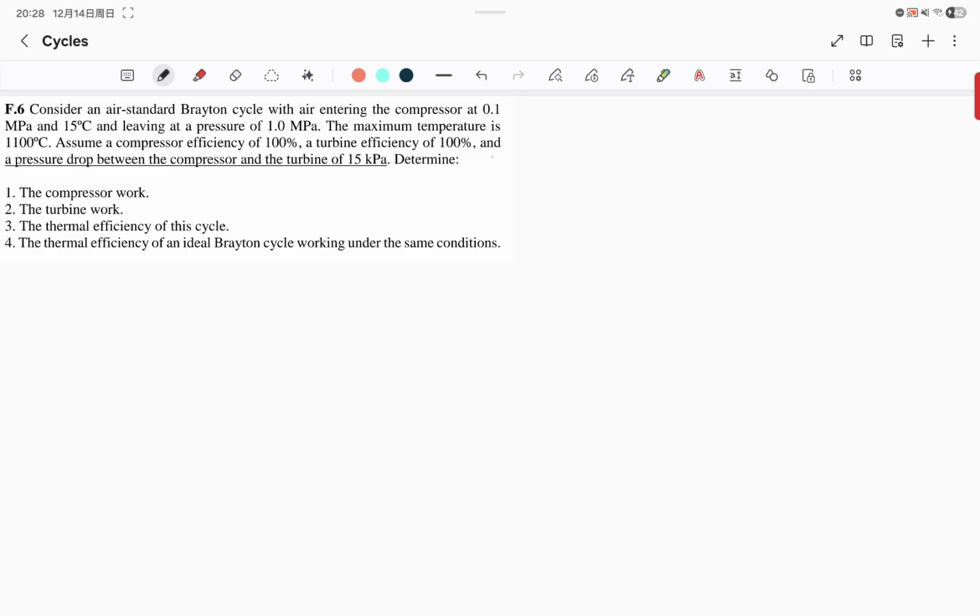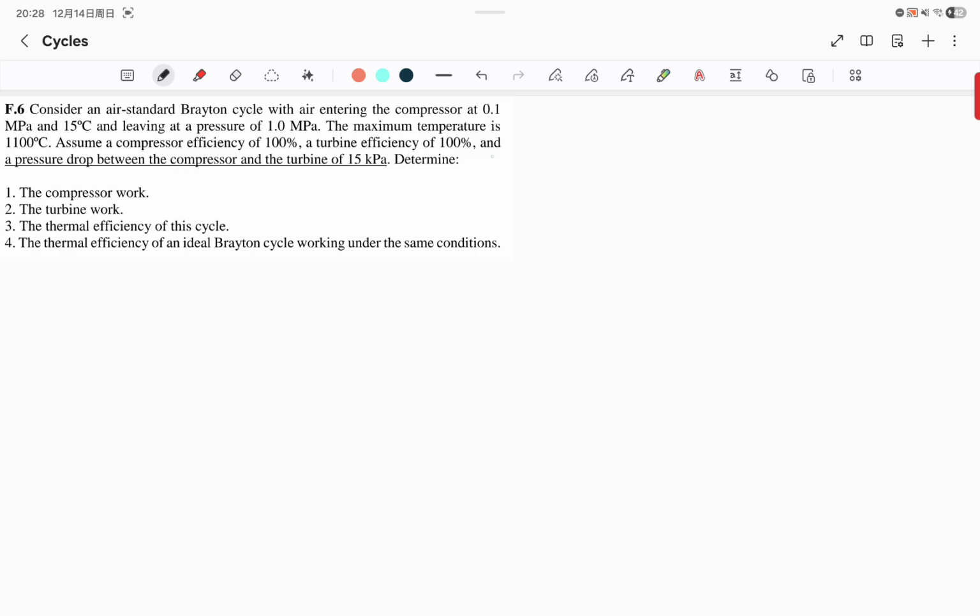Consider an air standard Brayton cycle with air entering the compressor at 0.1 megapascal and 15 degrees and leaving at the pressure of 1.0 megapascal. The maximum temperature is 1100 degrees Celsius. Assume a compressor efficiency of 100%. That just means isentropic compressor, and a turbine efficiency of 100%. Again, isentropic turbine, which is the default setup for this type of questions. The pressure drop between the compressor and turbine is 15 kilopascal. Determine blah blah blah.